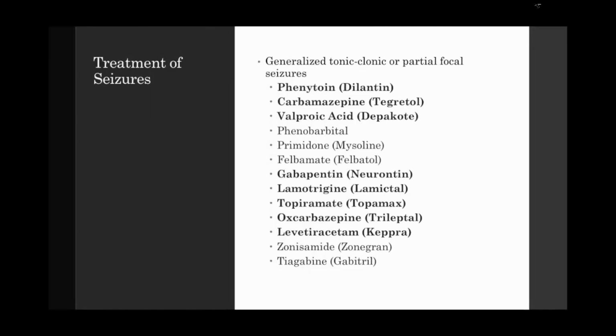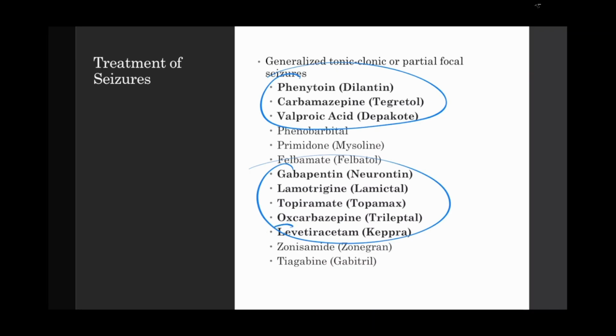Okay. So treatment of generalized tonic-clonic or your partial focal seizures. The ones in bold are the major ones that are used. The other ones are there, and we'll talk about them in a little bit, but those are the big ones: Dilantin, valproic acid, Depakote. On your exams, remember all PA exams always have the brand and the generic. So whichever one you find easier to remember is fine.